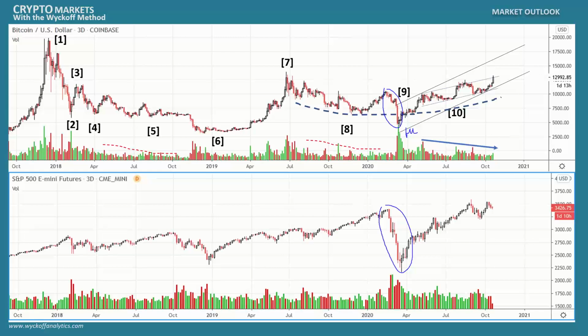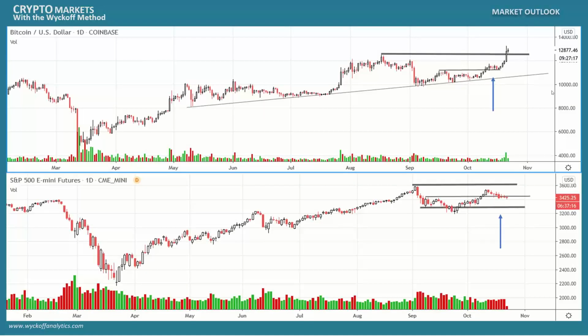Okay, well, let's look at some other charts, and let's look at the intraday. So here's the 1 day. So what do you see here?